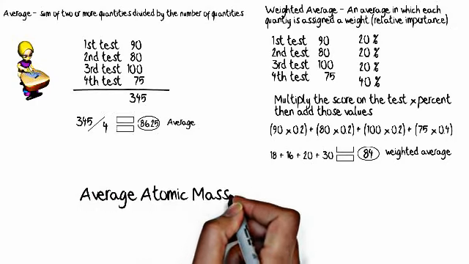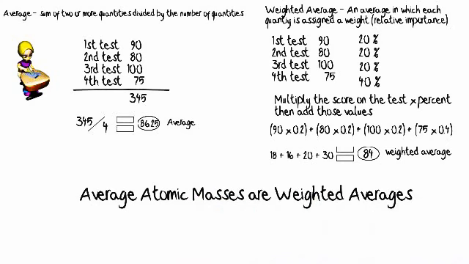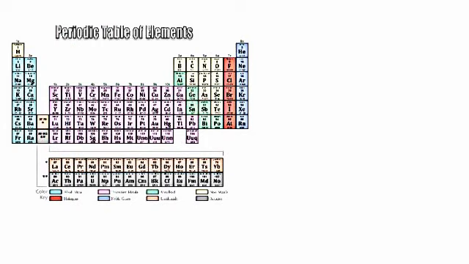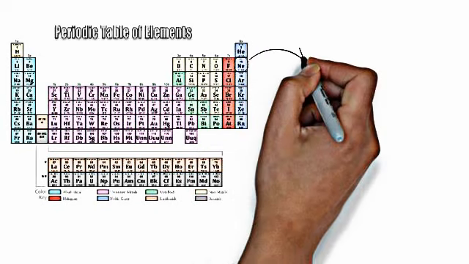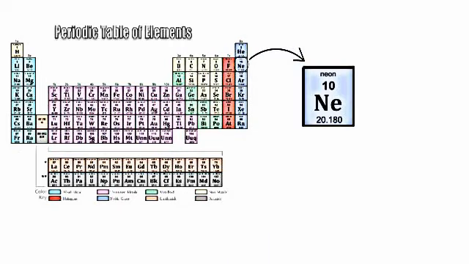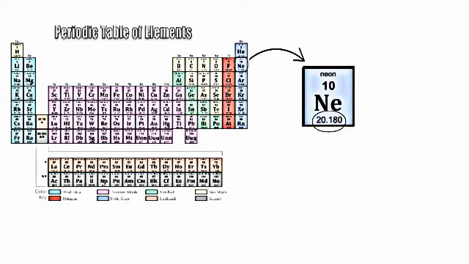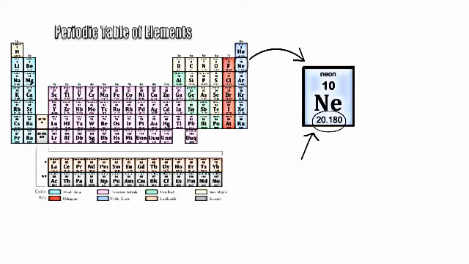Now, the average atomic mass that we find on the periodic table is a weighted average. So here we have a periodic table, and on this periodic table there is the listing of the mass. So what I'm going to do is blow up neon and circle the average atomic mass for neon, and this average atomic mass value here is a weighted average. So I'm going to show you how we calculate that.